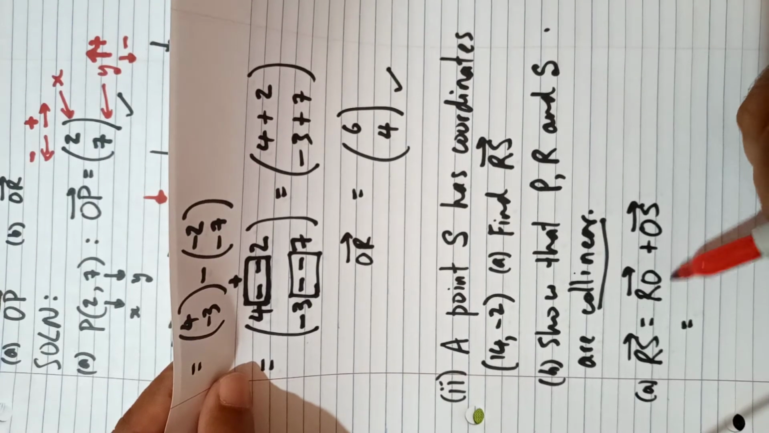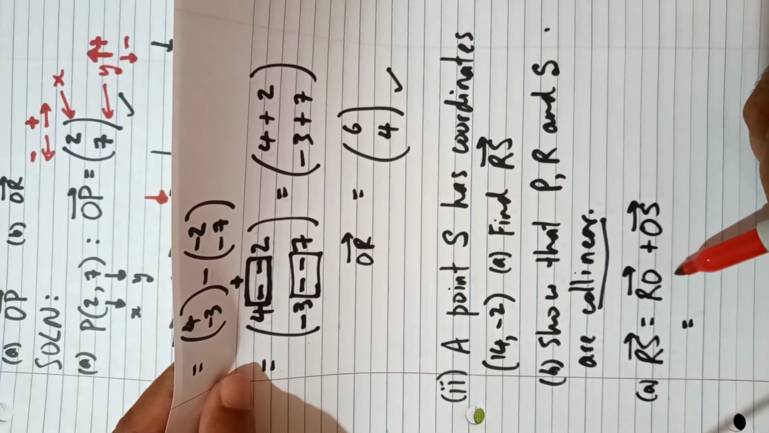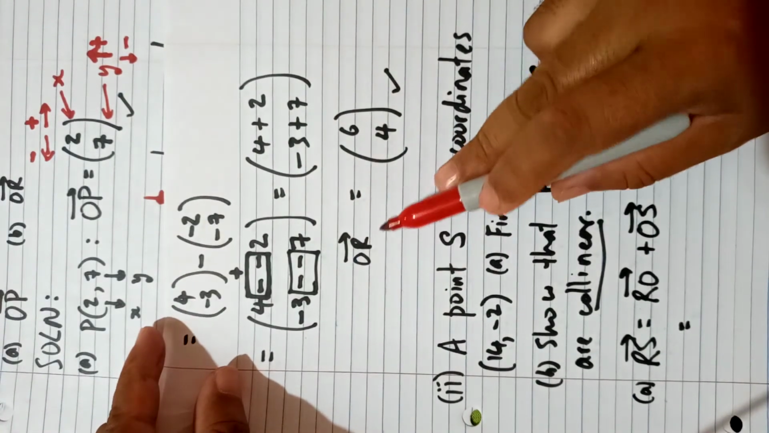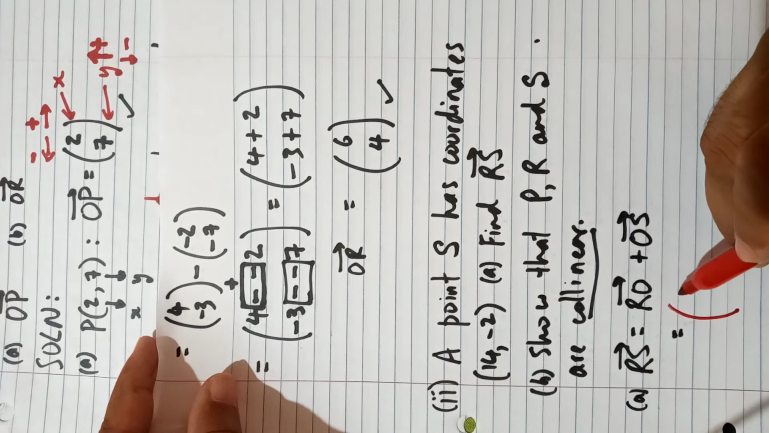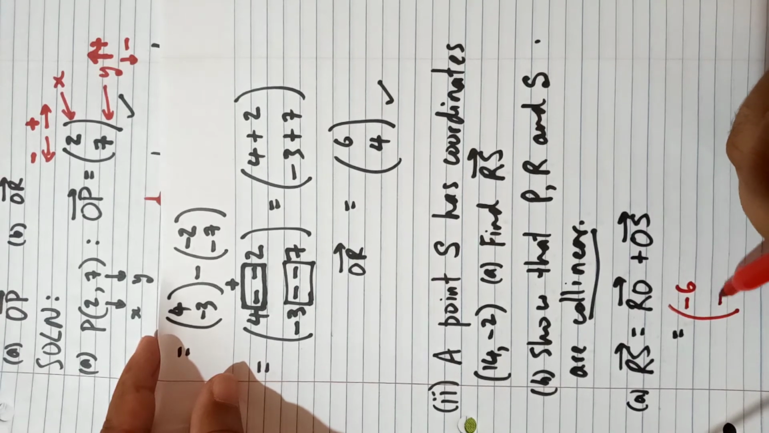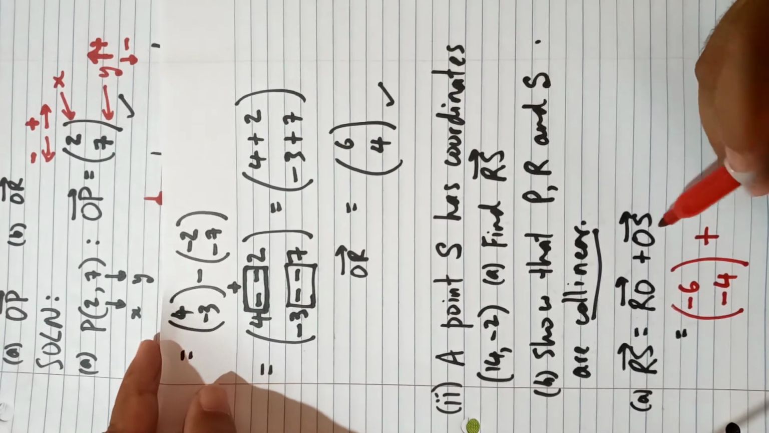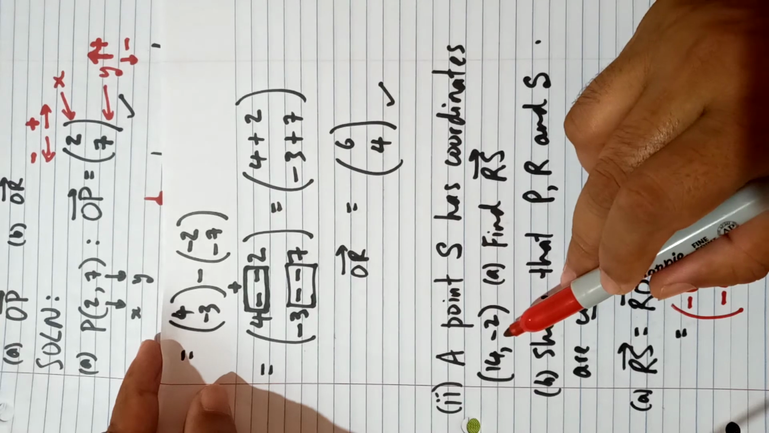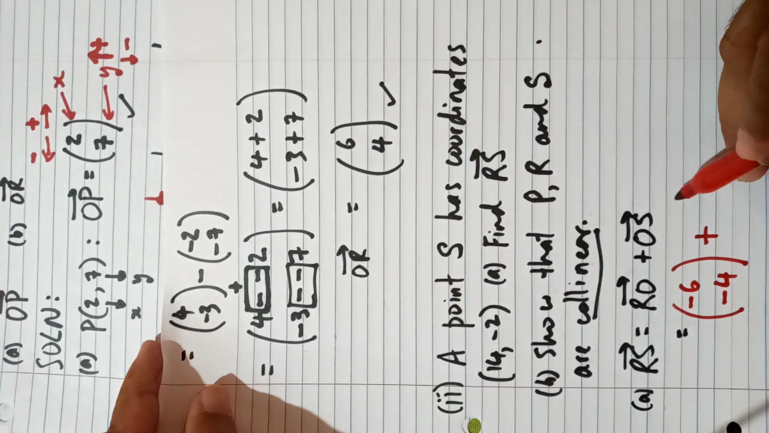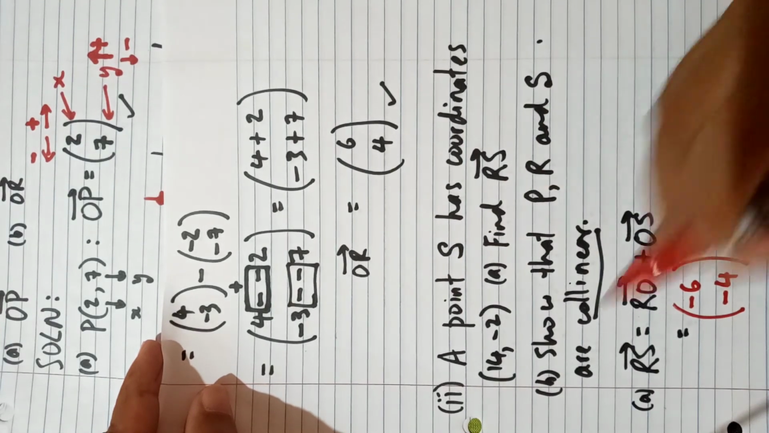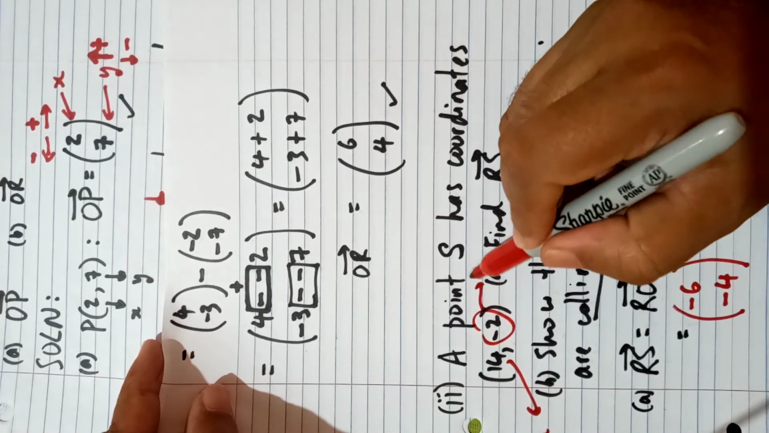Now, RS is R to O, then O to S. What is RO? We just worked out OR, so RO would have been the inverse. So RO would have been negative 6, negative 4 plus OS. What is OS? Now, S was given as a coordinate. So we can write S as a position vector, which is OS. And we have 14 at the top, so this is the X value, and the negative 2 would have been the Y value.